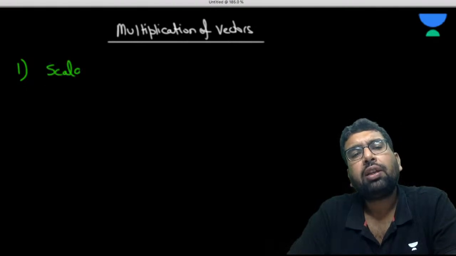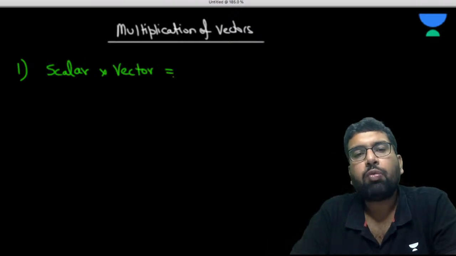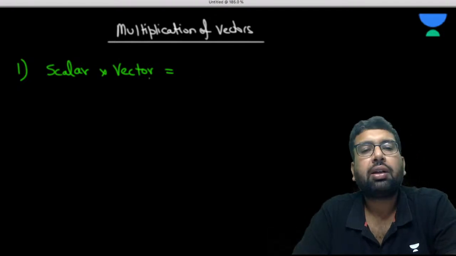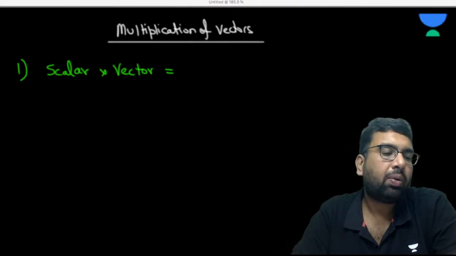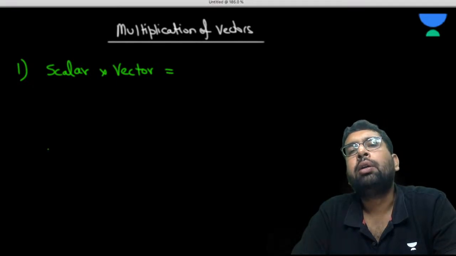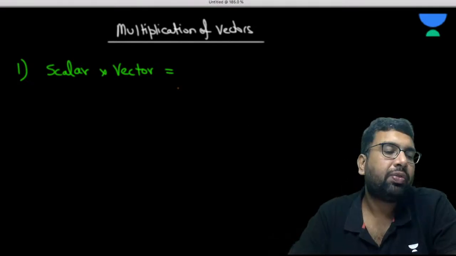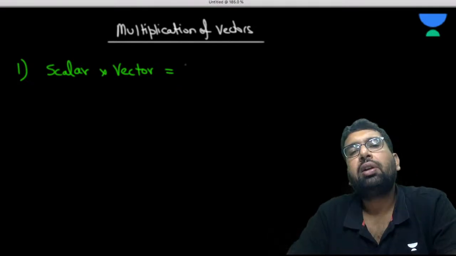Now, if a scalar quantity is multiplied with a vector quantity, what is going to be the result? The result is going to be scalar or a vector. If a scalar quantity is multiplied with a vector quantity, you would say, sir, definitely and obviously the result is going to be a vector. The result is going to be a vector always.